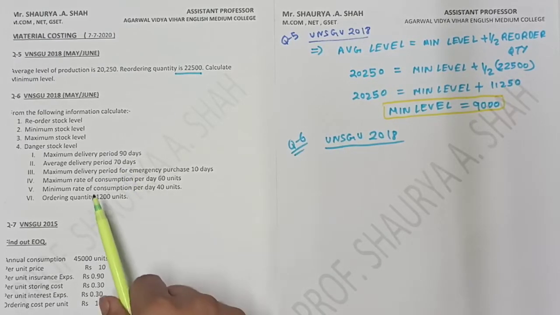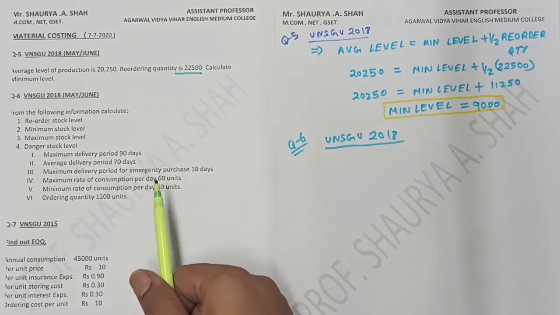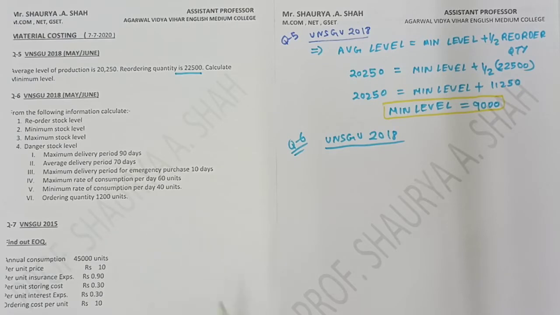Okay, maximum delivery period for emergency purchase, right? So maximum delivery period for emergency purchase we will use in some of the formulas. Maximum rate of consumption is 60 units and minimum rate of consumption, right? So maximum consumption, minimum consumption is already given in the sum, and you have been given with the ordering quantity.